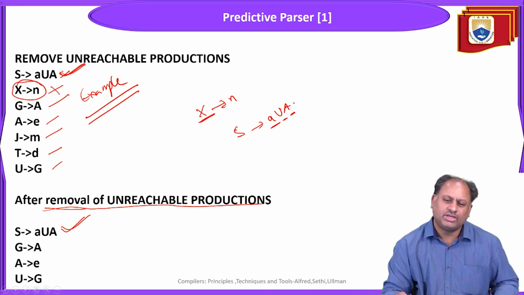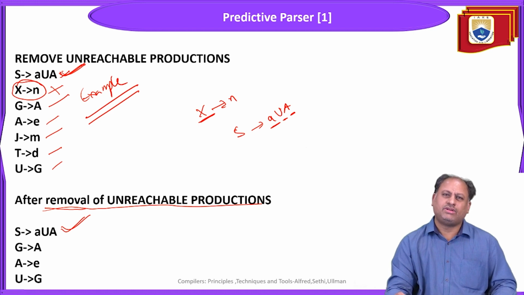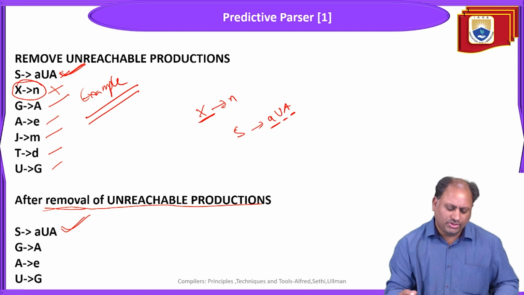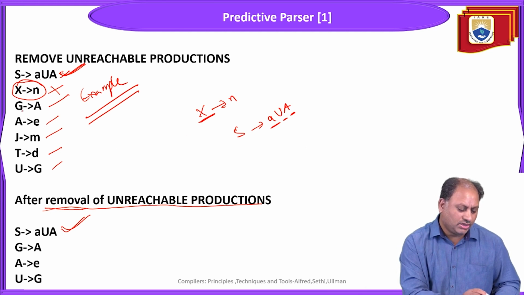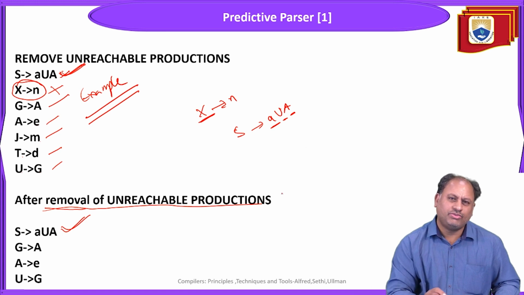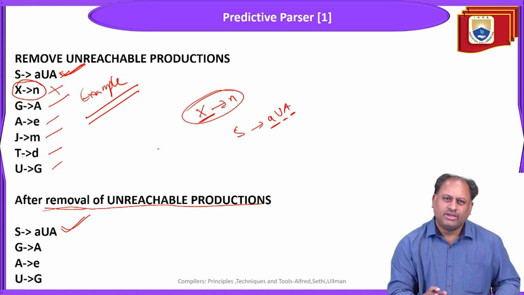So we look into the terminals and non-terminals which are available on the right hand side of the productions. It is small a and capital U and capital A, and you can see the remaining productions: G derives A, A derives e, J derives m, D derives d, U derives G. In all the remaining cases also, the non-terminal X is nowhere defined on the right hand side of any production. So there is no substitution or evaluation that takes place for X. We verify it, and it is not satisfied at all, so that is an unreachable production.